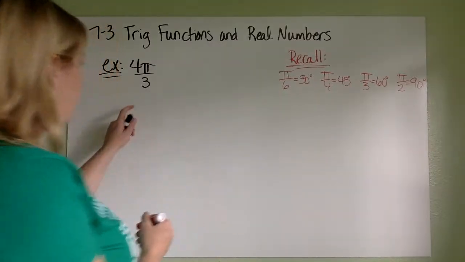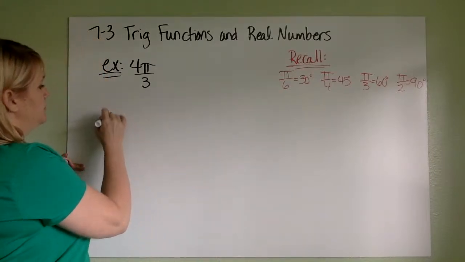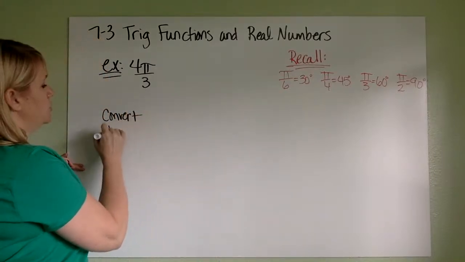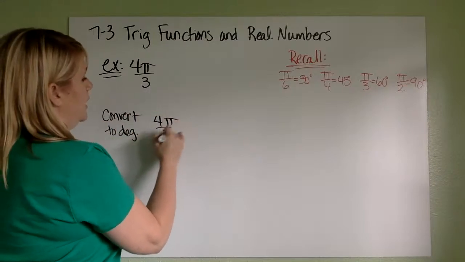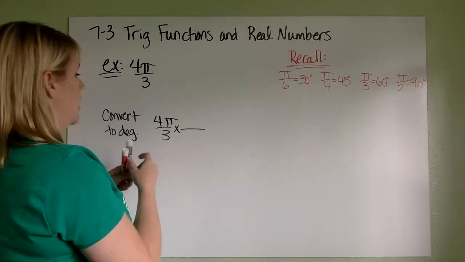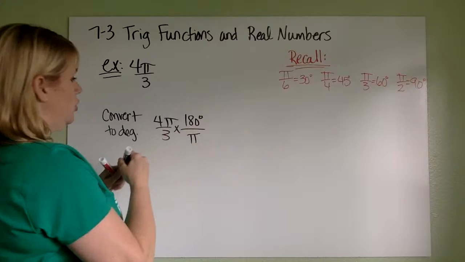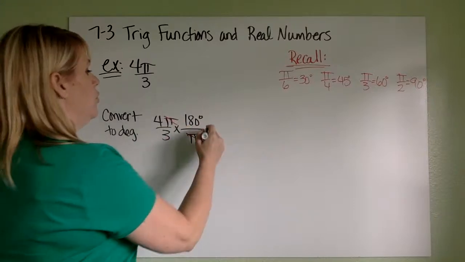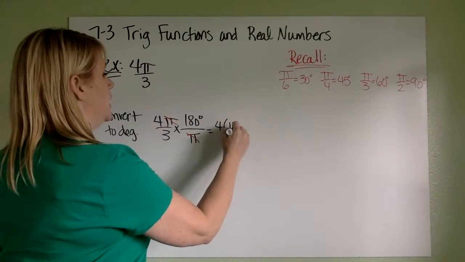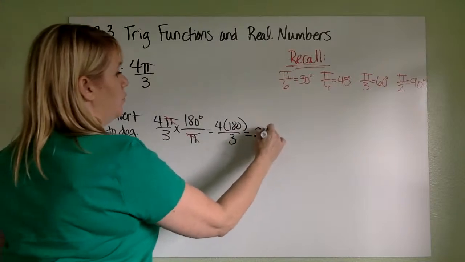So remember, if I was going to convert 4 pi over 3 to degrees, you would take the 4 pi over 3 and you would multiply by 180 over pi. And then your pi's cancel. And then you do the math. 4 times 180 divided by 3. And you get 240 degrees.